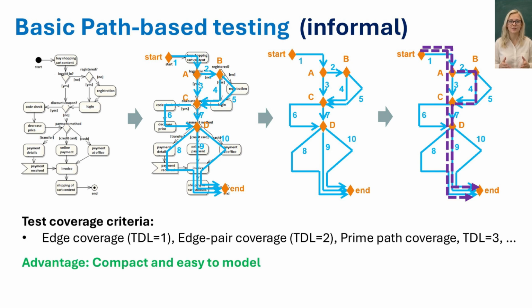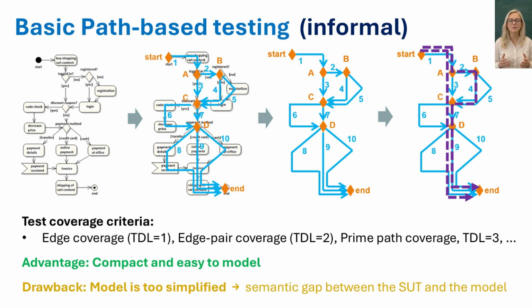The advantage of the model is that it is simple and compact. However, this model's simplicity is also a disadvantage. There is a semantic gap between the actual system under test and the model, and this may lead to limitations in executing the test paths in the system under test. We will come back to this problem later.